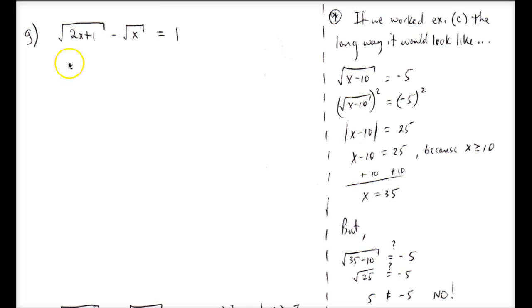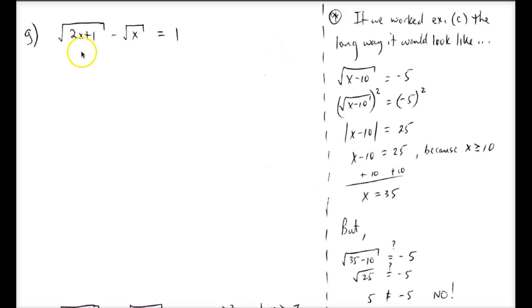So moving on to example G here, we see that we have two expressions that have radicals in them. So we're going to end up having to square both sides of the equation twice.